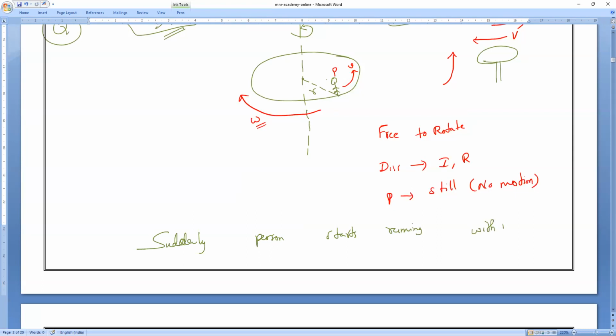Now imagine that suddenly the person starts running with velocity V. Velocity V is with respect to the ground, not with respect to the platform. Be very careful. What is our platform here? The disk is our platform. So with respect to the ground, the person starts running forward with velocity V. The question is to find the omega of the disk.